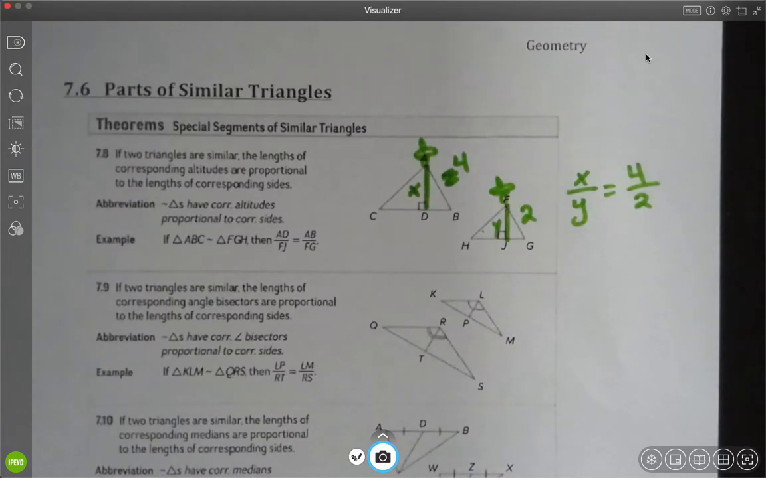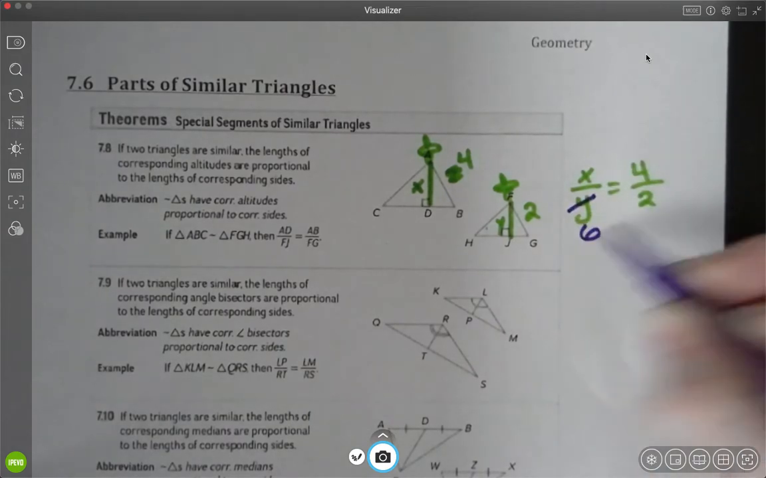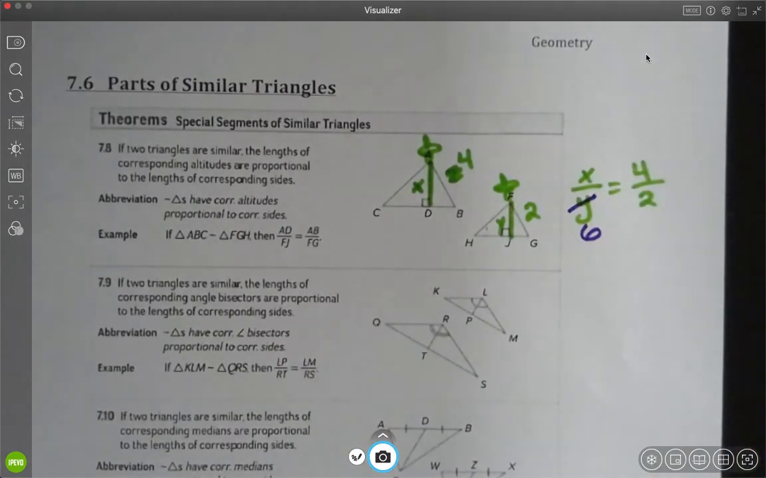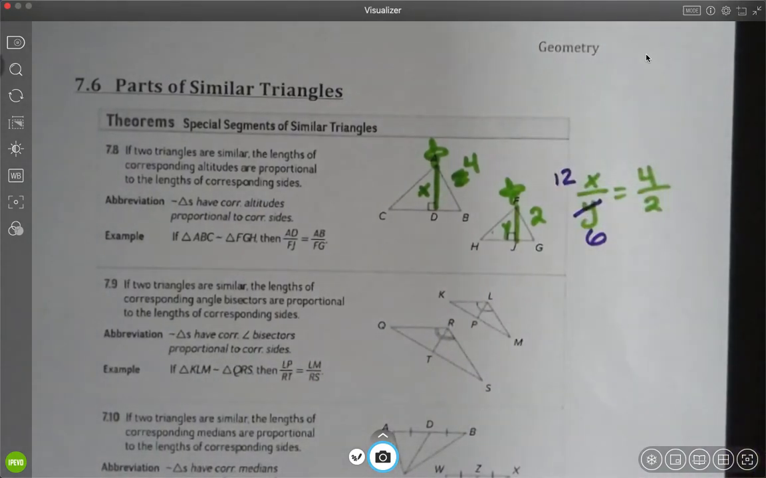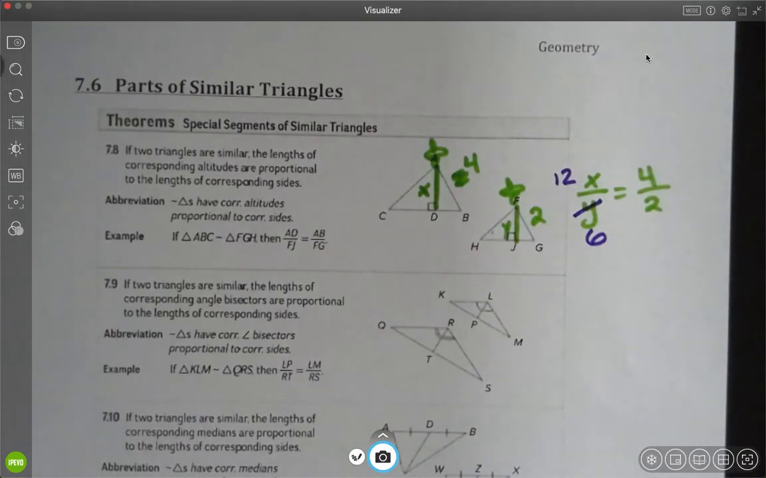So if I tell you that Y was instead 6, what would X be? 12. I was hoping somebody was going to say 3. Well, I was just looking at 4 over 2 is 2, right? So 12 over 6 has to also be 2. That's okay. So we can set up proportions that way and solve, right?